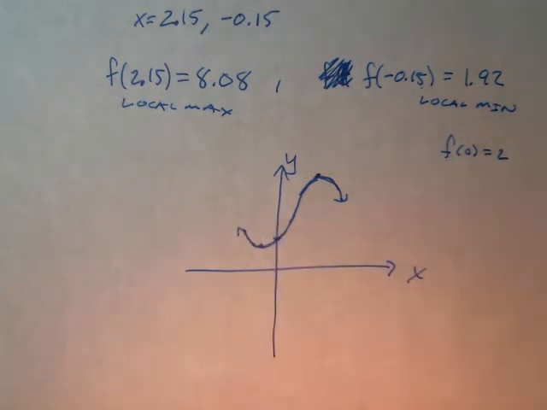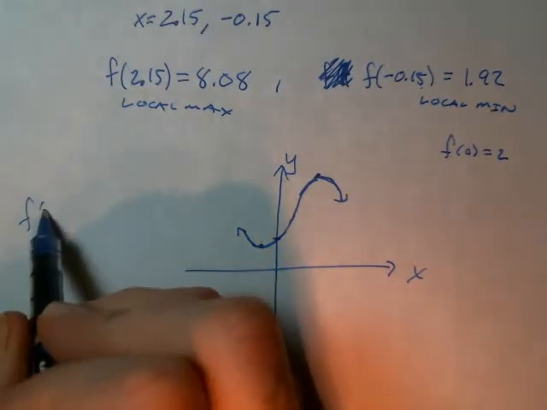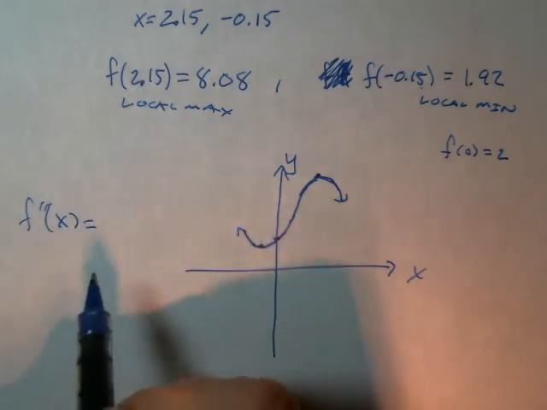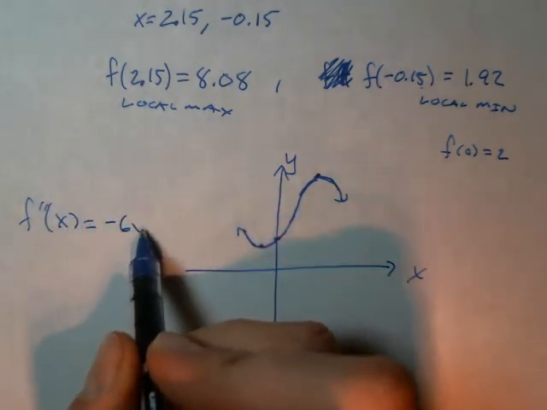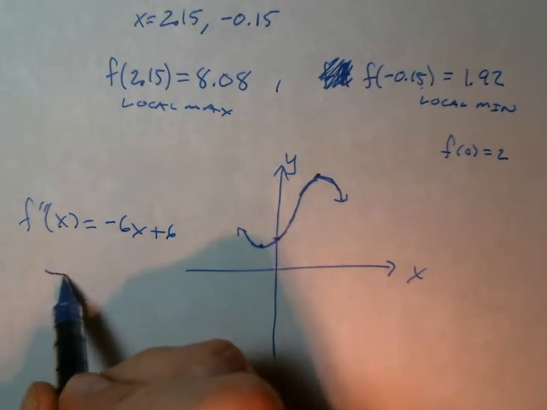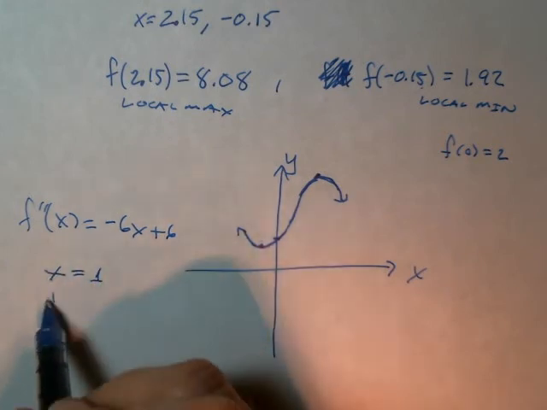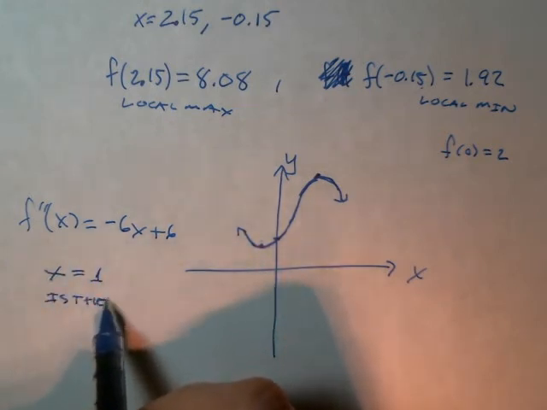I should probably formally state where the point of inflection is. How would you do that? Well, you would do it with the second derivative. So f double prime for us is what? Minus 6x plus 6. So that means that x equals 1 is the point of inflection.